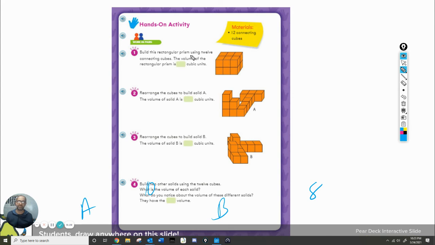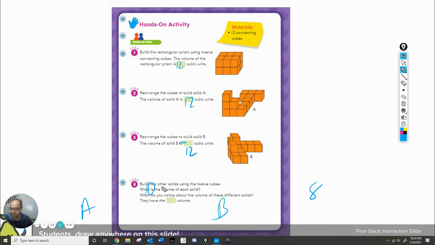Okay. Build this rectangular prism using the 12 cubes. Lo and behold, it's got a volume of 12. Rearrange them to build this. The volume of this is, well, if I'm just rearranging the same cubes, it sure looks to me like it's going to be 12 again. Oh, for crying out loud. And if I'm rearranging this one, it's also going to be 12.